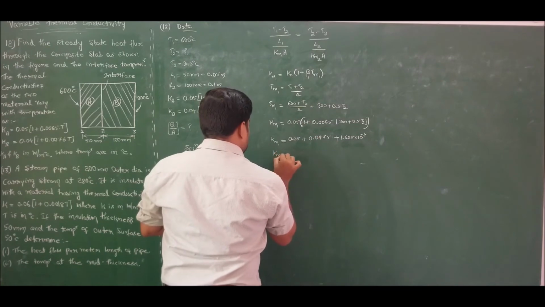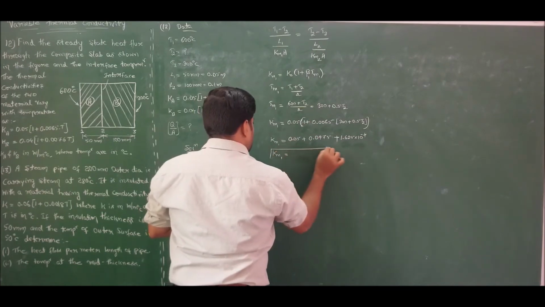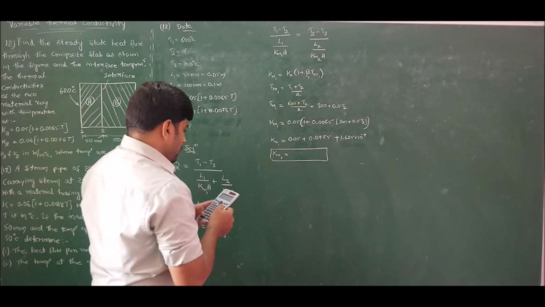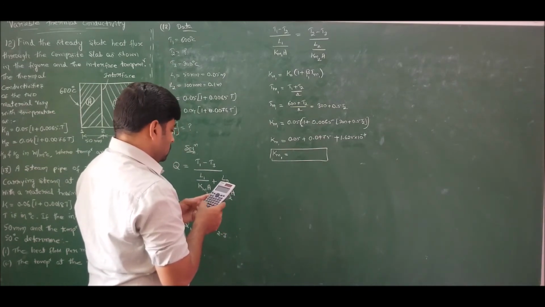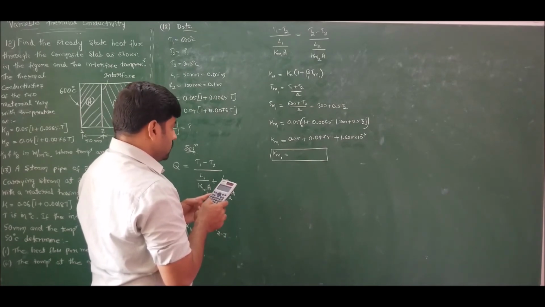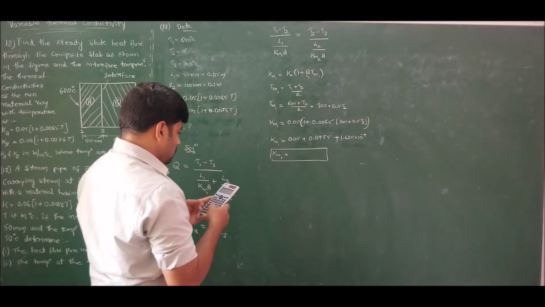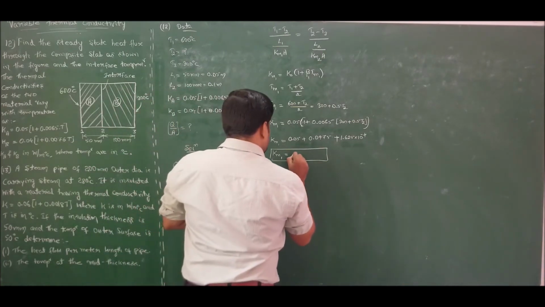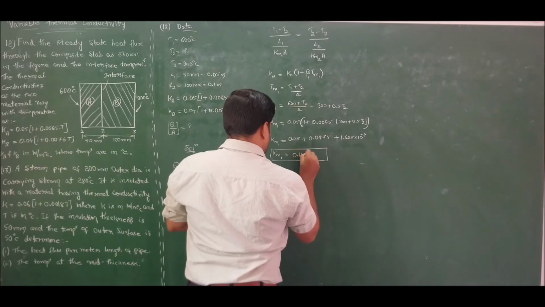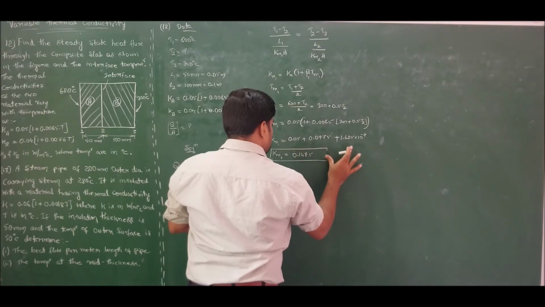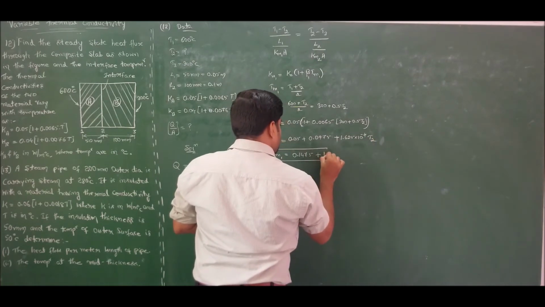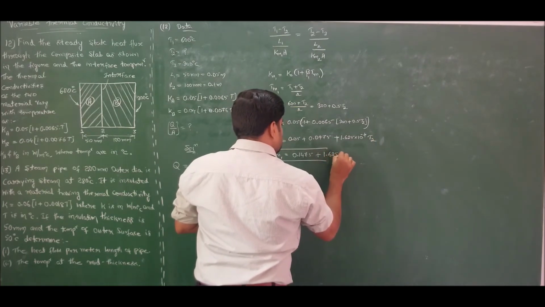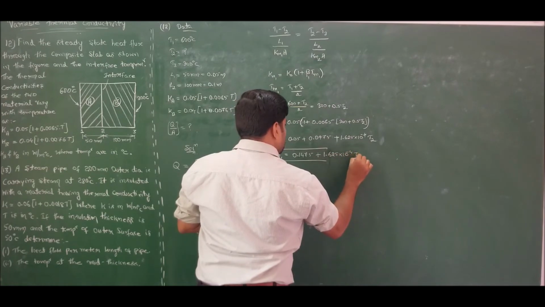That is K mean 1, that is K mean of slab A, will be 0.05 plus 0.05 into 0.0065 into 300, which is 0.1475, plus 1.625 into 10 to the power of minus 4 T2.